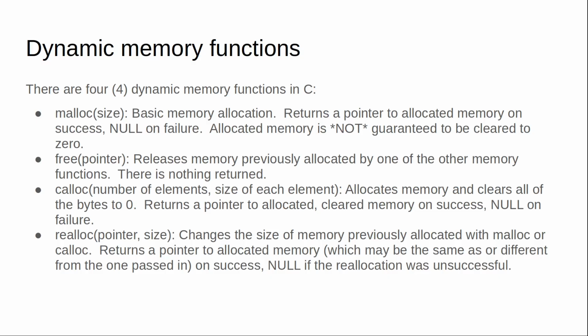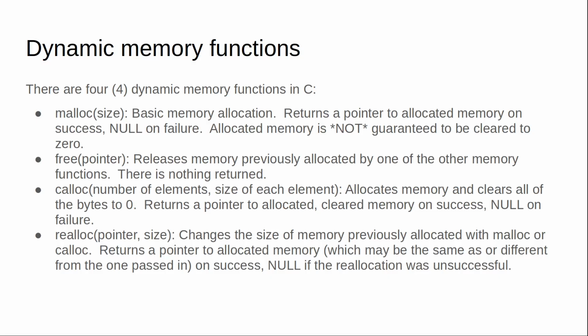Malloc is the very basic memory allocation function, returns a pointer to allocated memory on success and null on failure. The memory that's returned, if it is returned, is not guaranteed to be cleared to zero. Free releases previously allocated memory from one of the other memory functions. Nothing is returned. You can assume that this always succeeds the first time you call it on a pointer that was returned by something else.